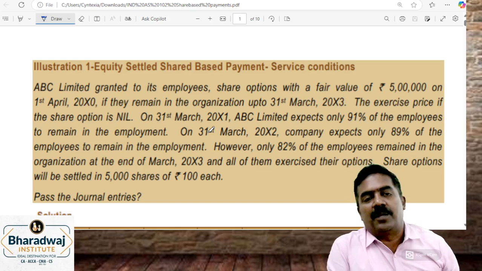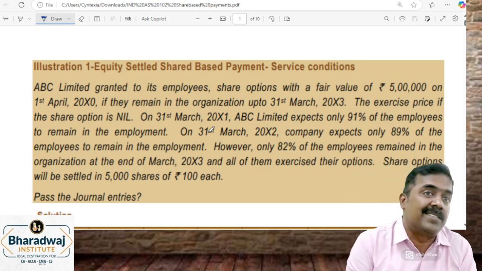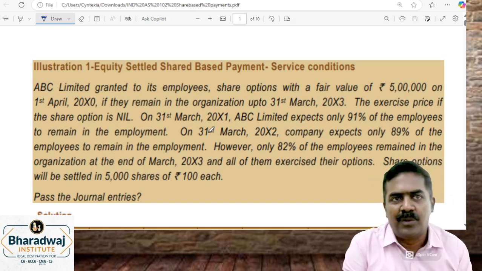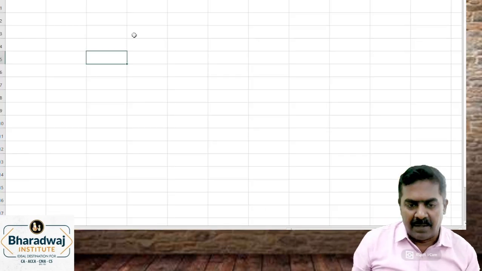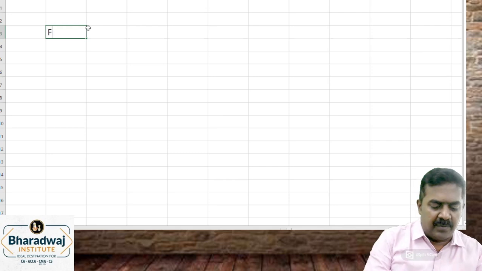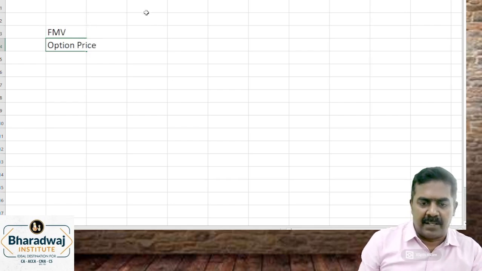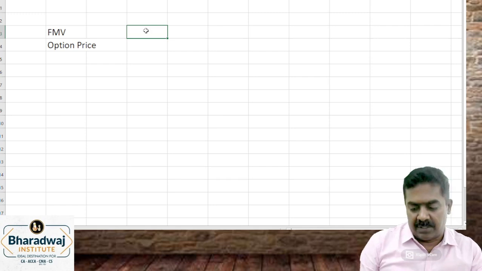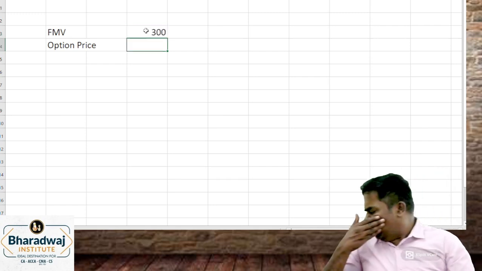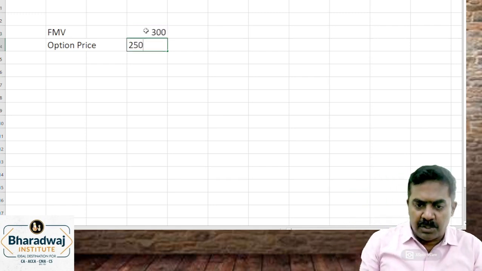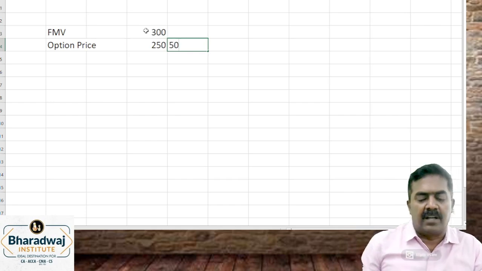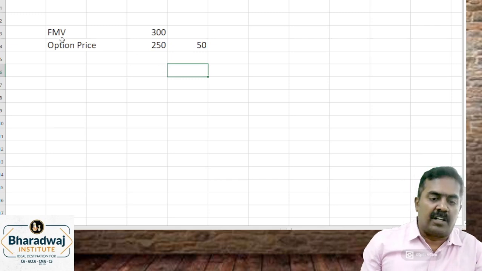What is the advantage to the employee? The shares will be offered to them at less than the fair market value. Simple. The difference between fair market value and option price, which we call the exercise price, we call the value of the option. Suppose the fair market value is 300 and the exercise price is 250, then 50 rupees is called the value of the share option.